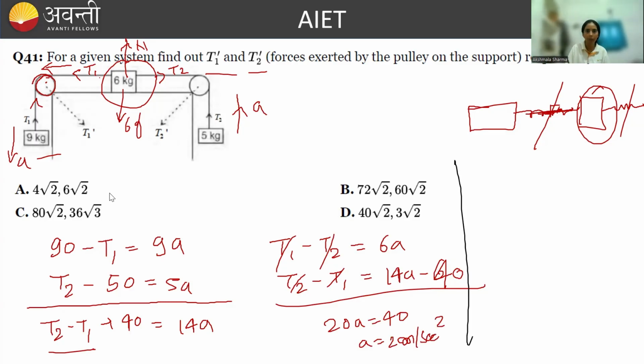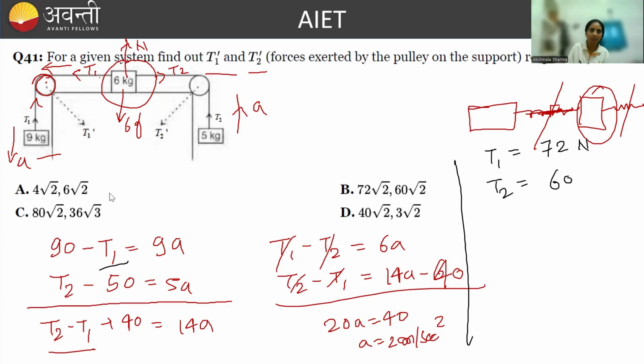So let's now calculate T1 and T2. So T1 is equal to, see from here how much it will be. This is 9 into 2, 18. 90 minus 18, that is 72 Newton. Okay? And T2 will be how much? T2 is equal to 50 plus 5A. So that will be 60 Newton.